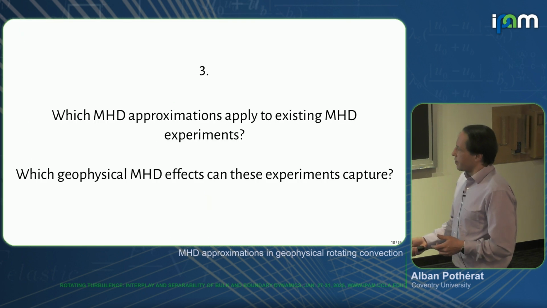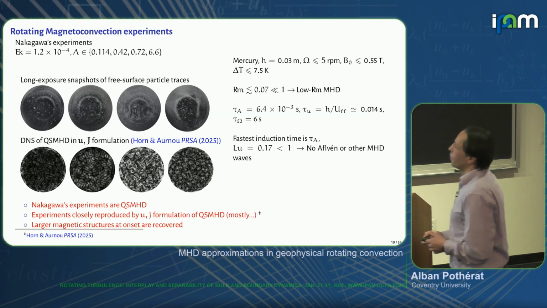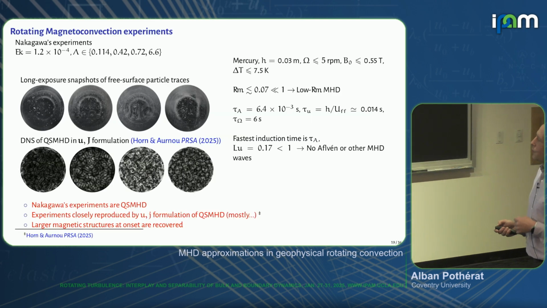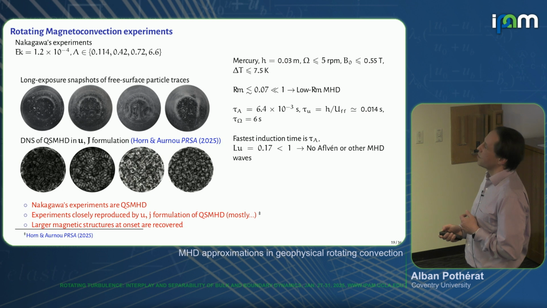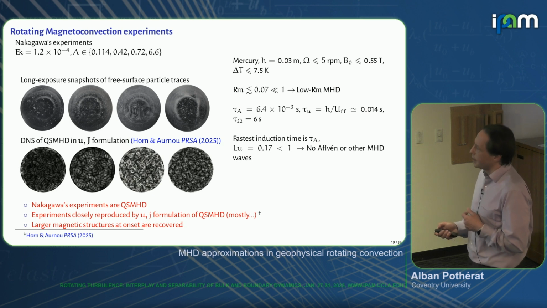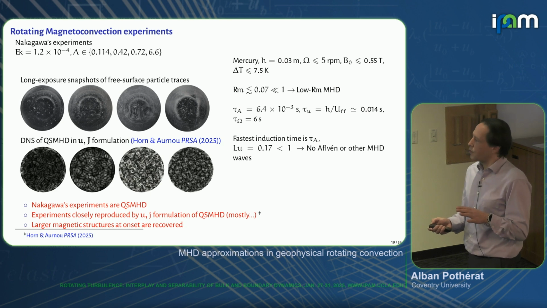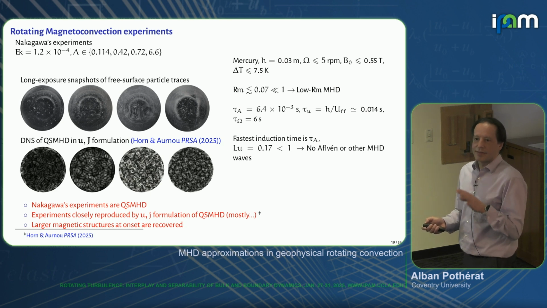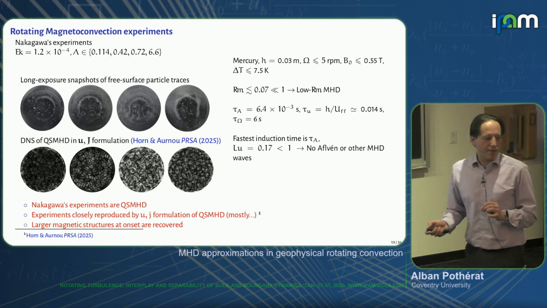Okay, so that's the possibilities. Now, if you look at different experiments, so the Nakagawa experiment, you can do this order of magnitude, and you calculate the Alfvén speed, the Alfvén timescale, the turnover timescale, and the rotation timescale. The Alfvén timescale is the fastest, but the Lundquist number is very small, so there are no Alfvén waves, and because that's the fastest timescale, there are no other waves. So the Nakagawa experiment is purely quasi-static.